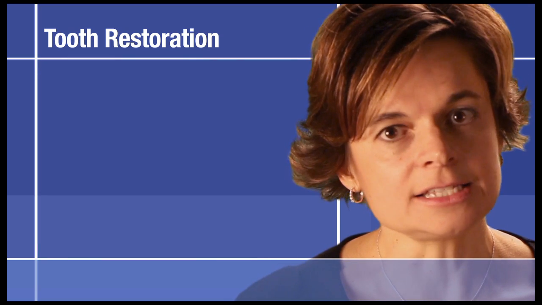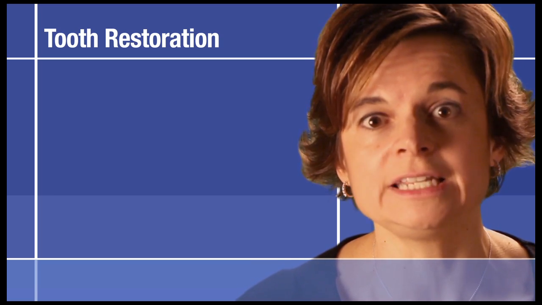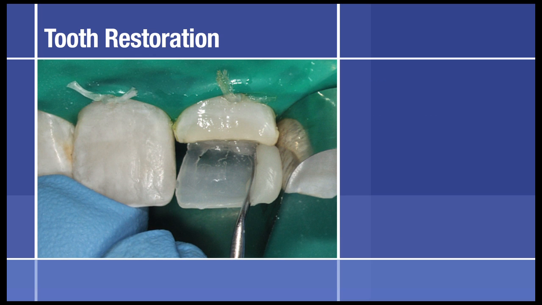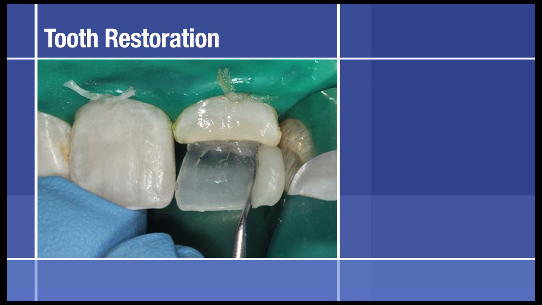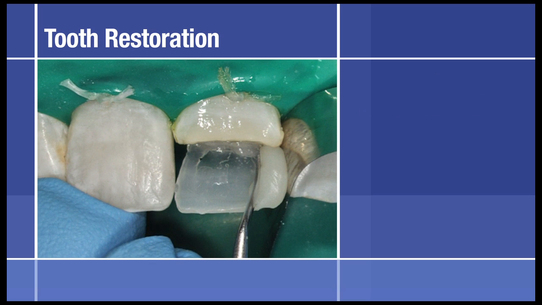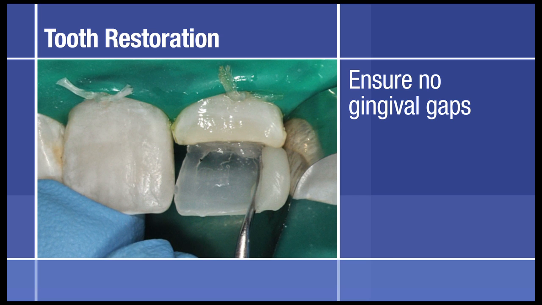Again, since these are proximal surfaces, we want to go with an enamel-like type of material. So A1 enamel, the same as the material we use for the lingual shell. Distal contact is created first. So a little layer of A1 enamel is placed along that matrix, and then with an IPC instrument, it's contoured. I make sure that gingivally I have no gap, no voids at all.